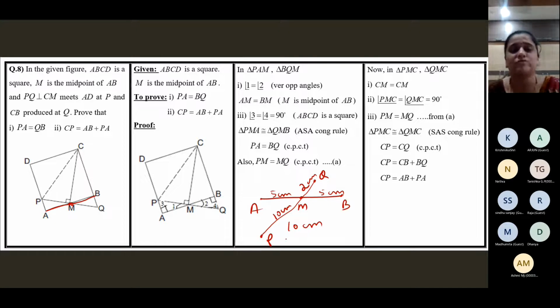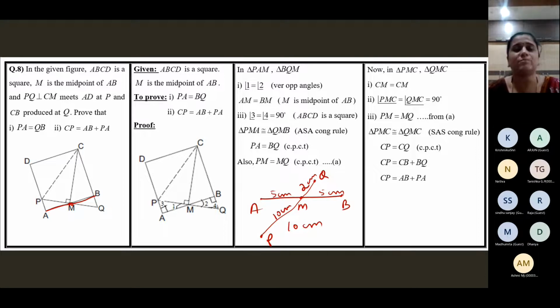So now, is M the midpoint of PQ? No, ma'am. Just because M also lies on PQ, we cannot assume that M is the midpoint of PQ. So what is given? M is the midpoint of AB. That means AM is equal to BM. M lies on PQ, but it is not given that M is the midpoint of PQ. M only lies on PQ. So we cannot conclude that PM is equal to QM.